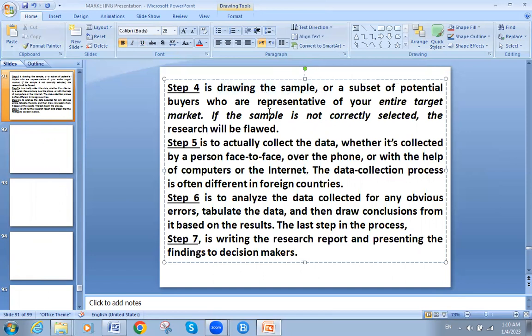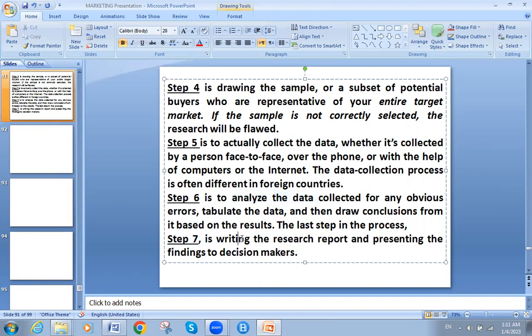Like we saw before, we have many types of samples, like the equal probability samples or non-equal probability samples. Step 5 is to actually collect the data, whether it's collected by a person face-to-face or by phone or whatever. And we had 2 ways to get the data like before: primary data and secondary data. Please don't forget it. Step 6 is to analyze the data. As an example, we'll say 75% of the sample said yes. That means the majority agree to offer this product in this area.